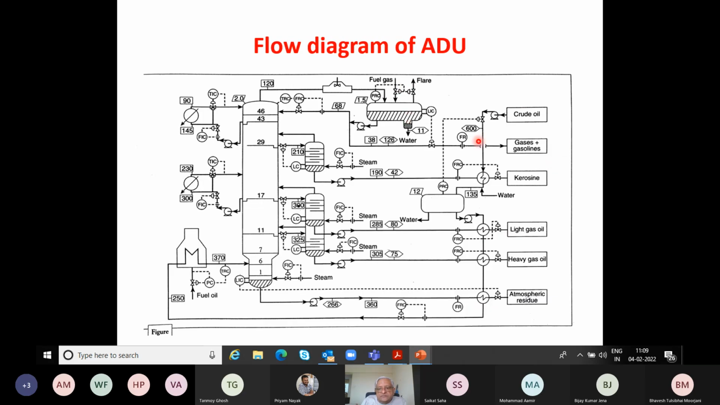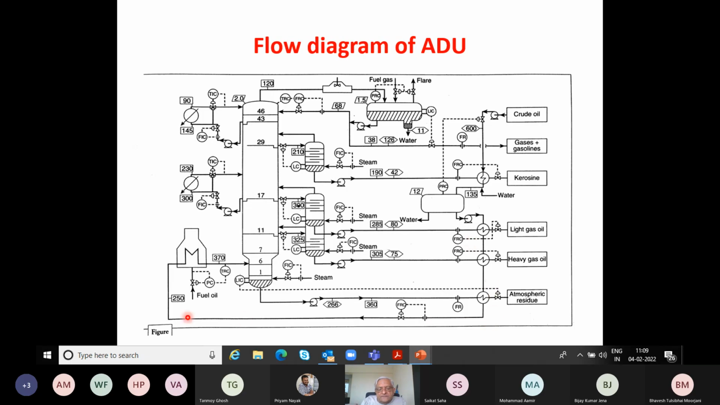So the crude comes here. This is a representation of the cold preheat train. Then it goes into a desalter. From the desalter, the crude again gets preheated. Here, of course, we don't have a pre-flash, so there's one train only. In fact, in the good old days, units were designed like that. Actually, the pre-flash concept was not known.